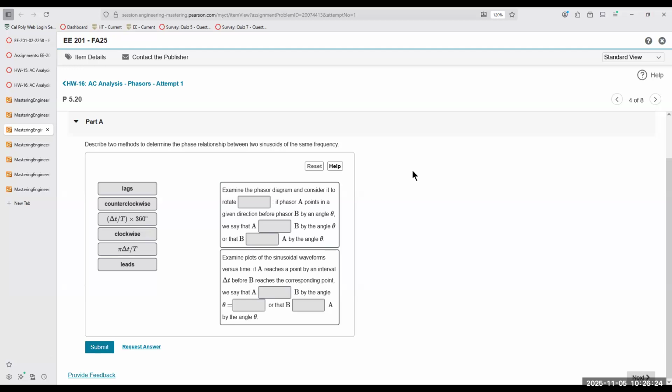So examine the phasor diagram and consider it to rotate counterclockwise. If phasor A points in a given direction before phasor B by an angle theta, we say that A, the two options are either leads B or lags B. The answer, of course, it's right there in the statement. If phasor A points in a given direction before phasor B, the word itself suggests that it leads. Absolutely. So A leads B by angle theta, or that B, of course, this would mean that it lags.